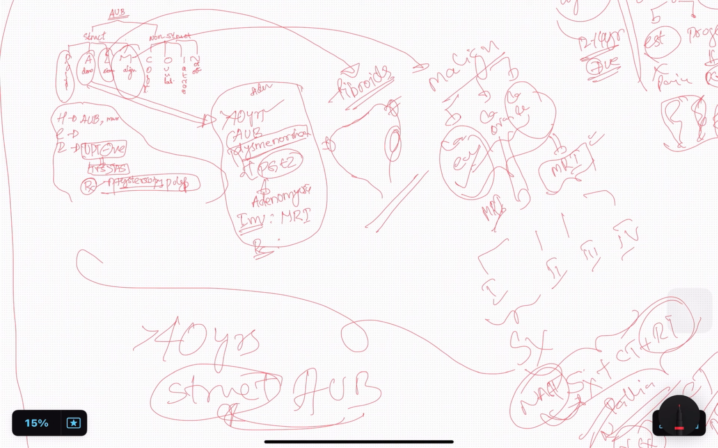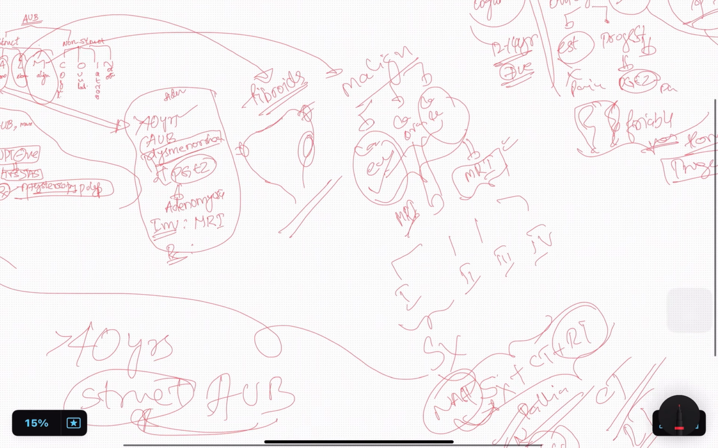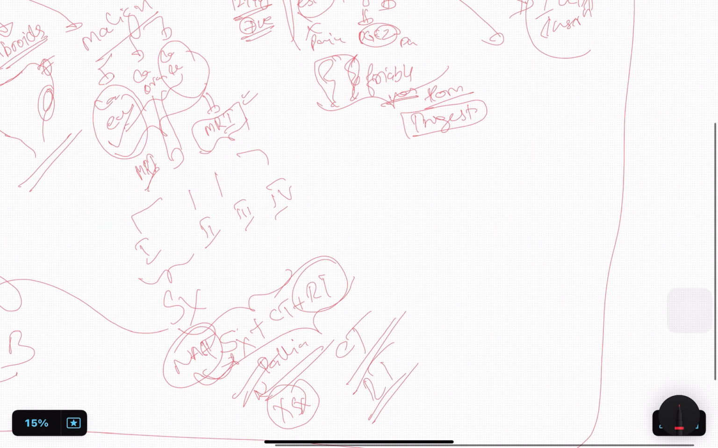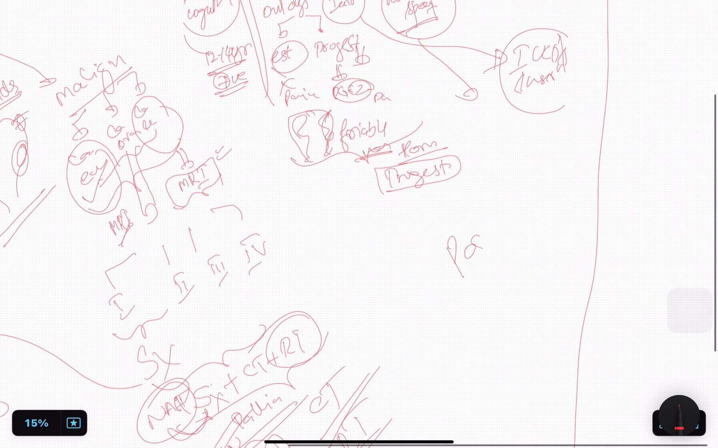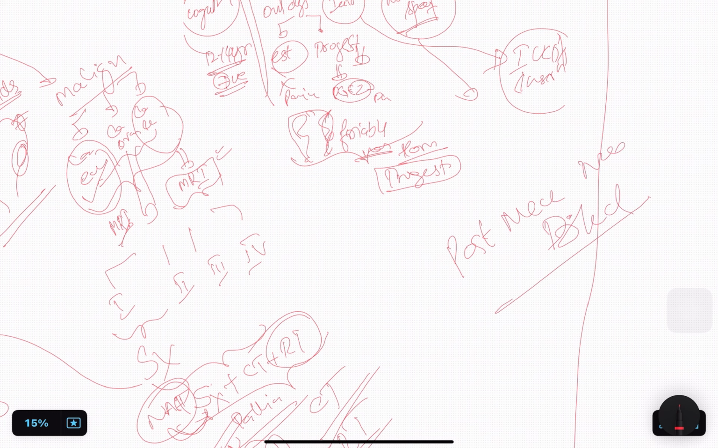Then in postmenopausal women, one more thing which I would like to mention is, if it's a postmenopausal woman coming with bleeding, it's always pathological. Please mark it somewhere. A postmenopausal woman coming to you with bleeding is always pathological. She needs to be evaluated. Postmenopausal women with bleeding is always pathological.